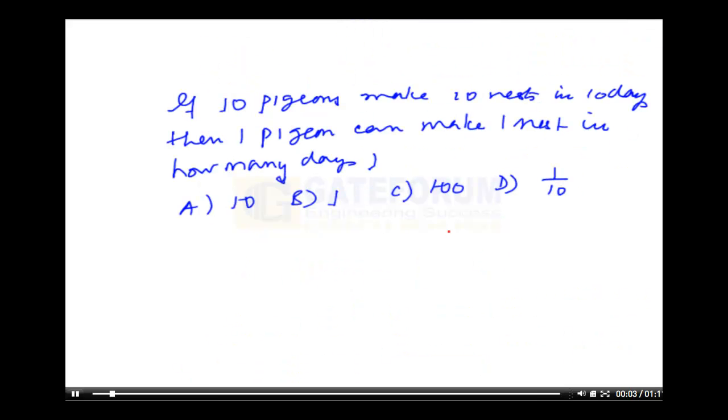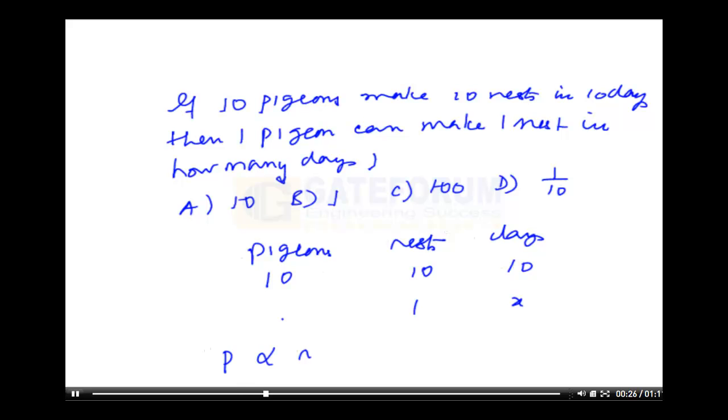Pigeons make 10 nests in 10 days. Then one pigeon can make one nest in how many days? So let us write the variables. Pigeons, number of nests and number of days taken. 10 pigeons can build 10 nests in 10 days. So one pigeon, one nest, how many days?